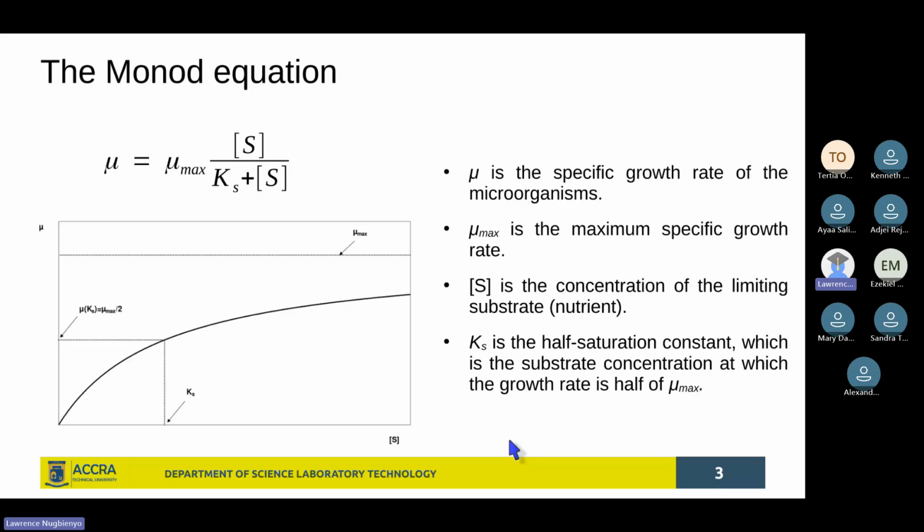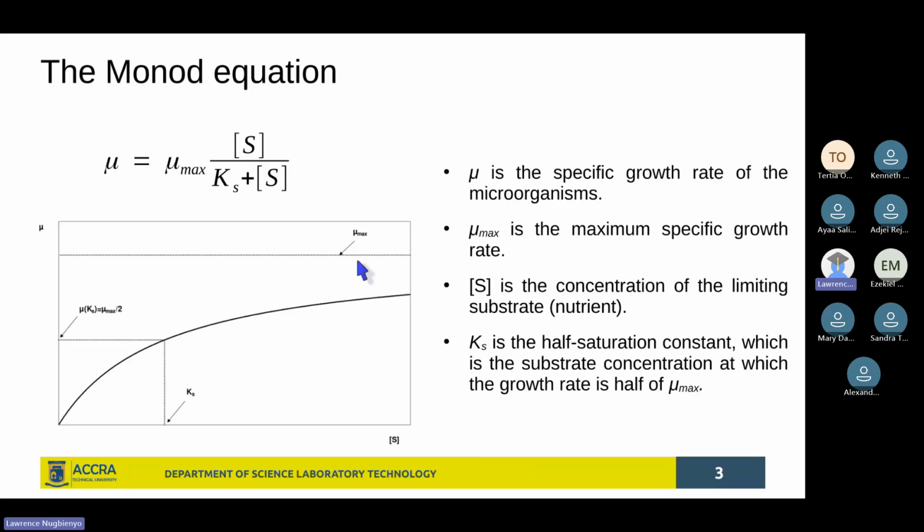Now, of course, then you have that mu max there being referred to as the maximum specific growth rate of the microorganism. So this time around, it's not the maximum rate of reaction, but the maximum growth rate.